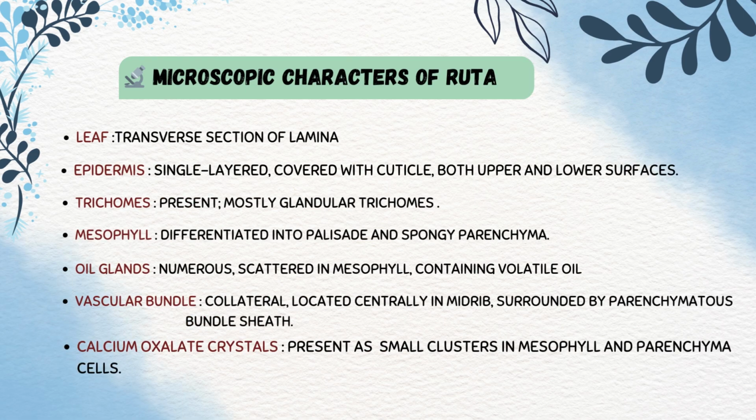Microscopic characters of RUTA. Leaf, transverse section of lamina. Epidermis, single layered, covered with cuticle, both upper and lower surfaces. Trichomes present, mostly glandular trichomes. Mesophyll, differentiated into palisade and spongy parenchyma. Oil glands numerous, scattered in mesophyll containing volatile oil. Vascular bundles, collateral, located centrally in midrib, surrounded by parenchymatous bundle sheath. Last, calcium oxalate crystals, present as small clusters in mesophyll and parenchyma cells.